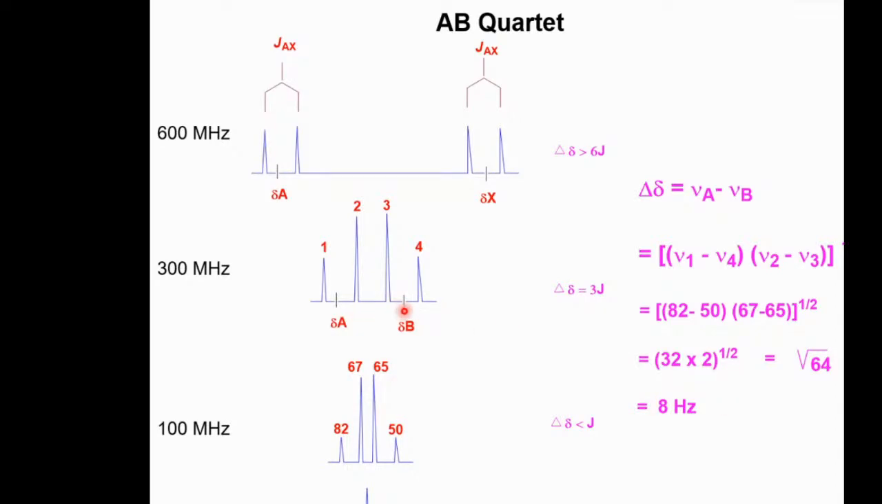And delta A and delta B is the center of gravity of this doublet, because one signal is smaller and the other is larger. So one has to calculate the center of gravity. That is done by using this formula, the square root of (nu 1 minus nu 4) into (nu 2 minus nu 3). So in this case, if these are the chemical shifts in hertz, you calculate and you get 8 hertz. So delta nu is 8 hertz here. In this case, delta nu is 0. In this case, it is even less than 8 hertz, J.